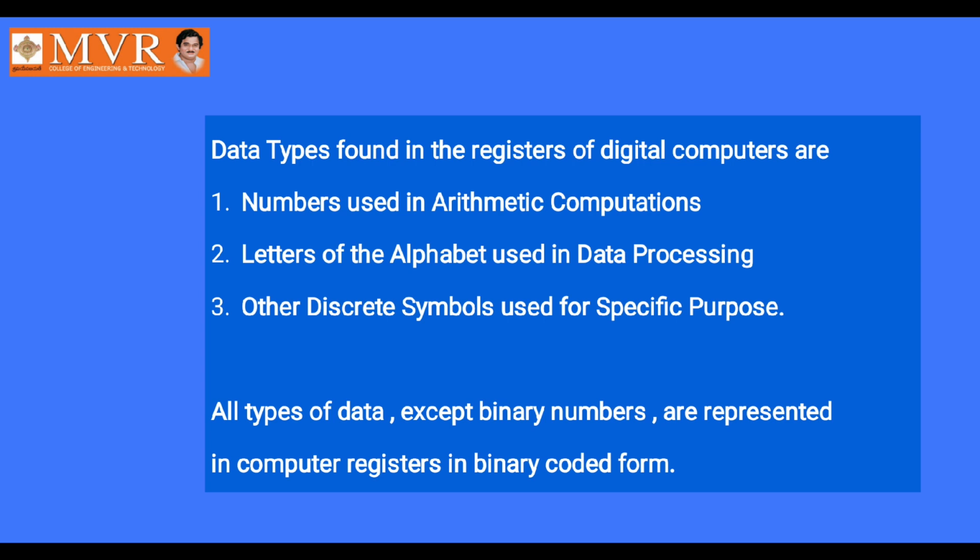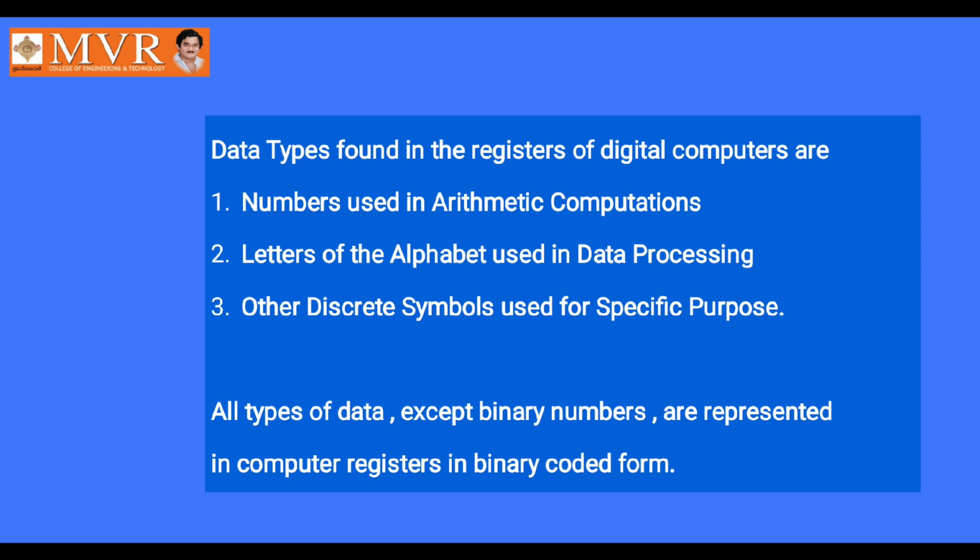Then the third category is other discrete symbols. What do we mean by discrete symbols? They are special symbols that are used for a specific purpose. For example, ampersand. What is ampersand used for in C language? You are very well familiar. The same way, the percentage symbol, the plus symbol, the hash, and some special symbols like shift. There are different symbols that you will be using in programming languages. Those all come under the third category, called other discrete symbols, used for a specific purpose. All these types of data, except binary numbers, are represented in binary coded form.